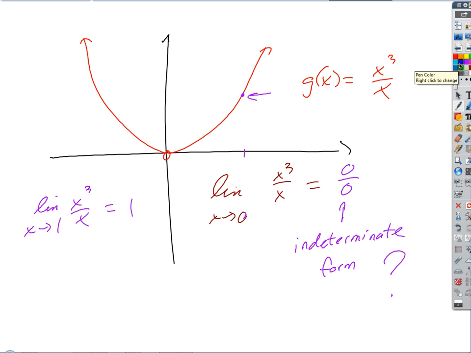Algebraically, I could cancel factors, couldn't I? Everybody agree? So algebraically, I could say this is equal to x squared, right? Everybody agree? But that's a different function. That's not g of x, is it? We changed it. G of x is undefined. If I look at the function g of x, what is its domain? All reals except 0, right? What's the domain of this new function? All reals. So this new function is something different. Let's just call it f of x, how about?